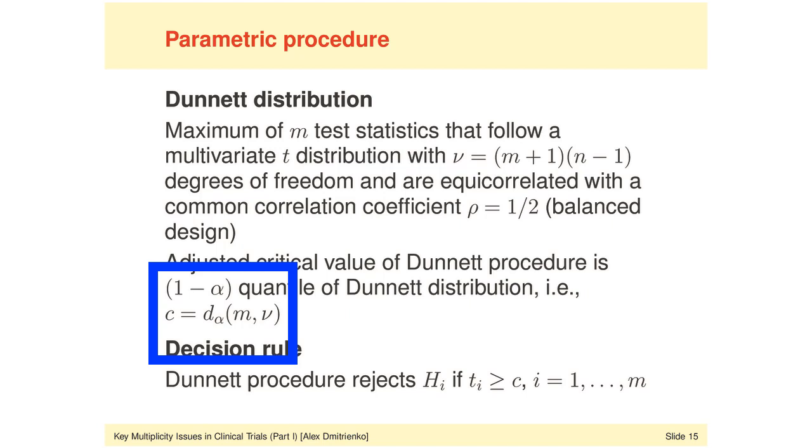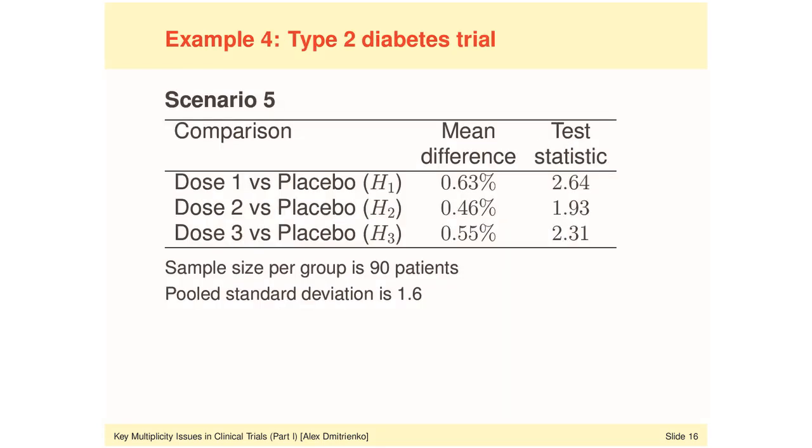The type 2 diabetes trial with the parameters shown in this table. This set of test statistics will be labeled Scenario 5, and will be used to illustrate the process of computing the critical value of the Dunnett procedure.